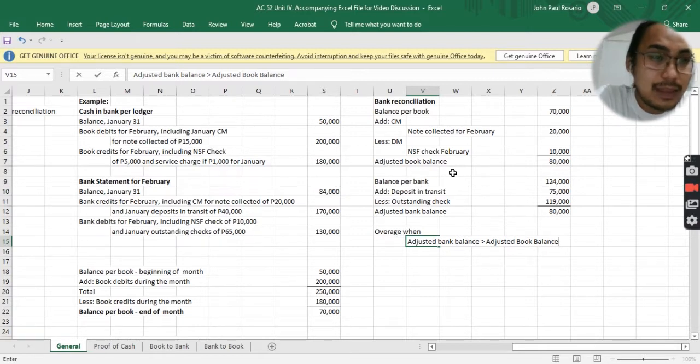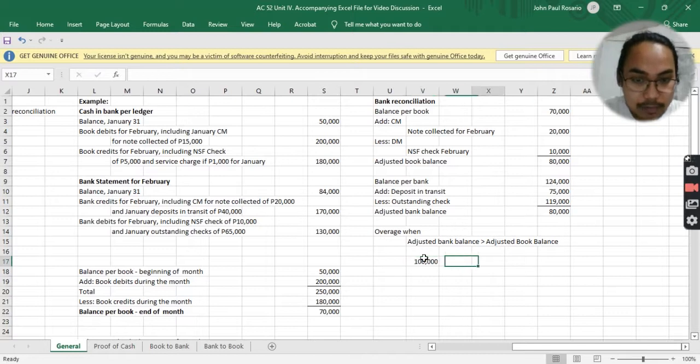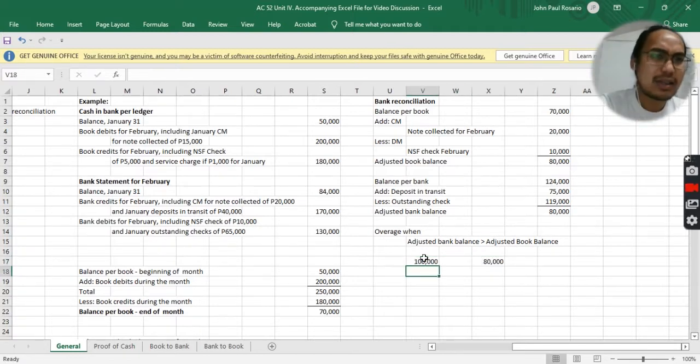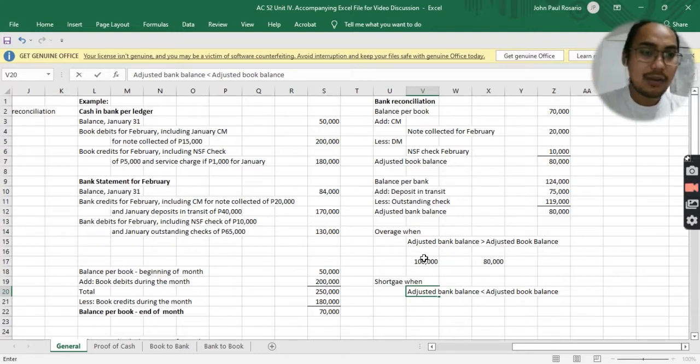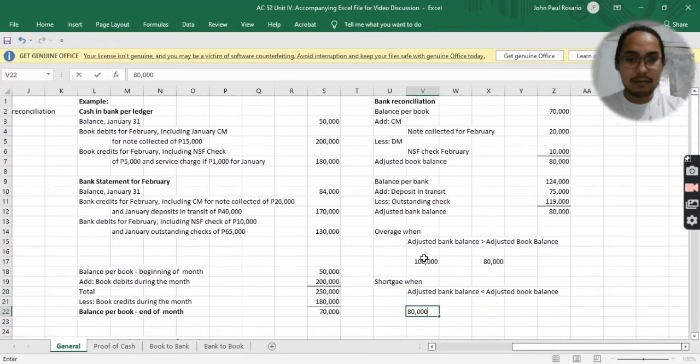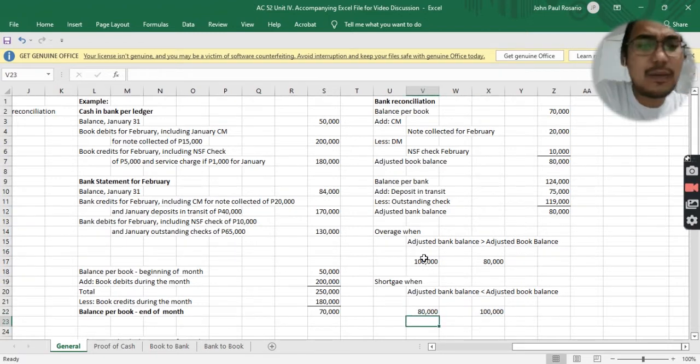For example, your bank balance is 100,000, so your adjusted bank balance is 100,000, but in your books it should only be 80,000. So you have excess money, and you have an overage. And then there is shortage when the opposite happens: the adjusted bank balance is less than the adjusted book balance. For example, the bank is 80,000 and the books are 100,000. Supposedly you should have 100,000, but the account in the bank is only 80,000. So that means you have a shortage.